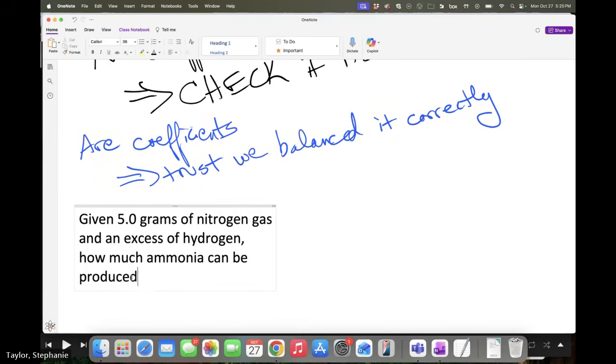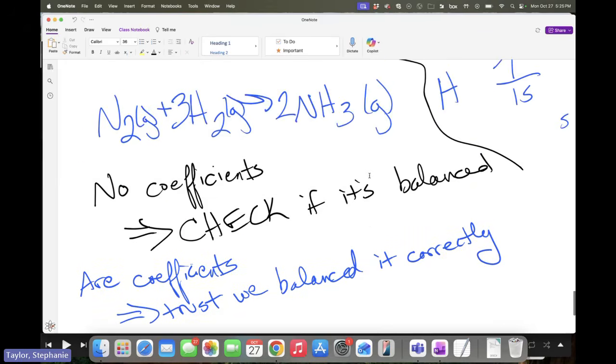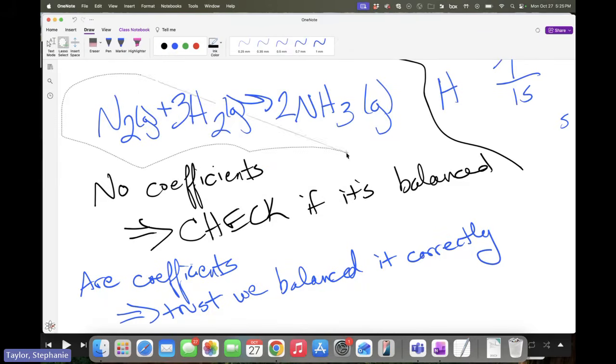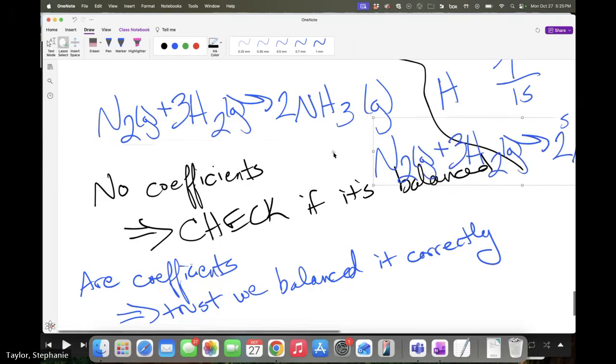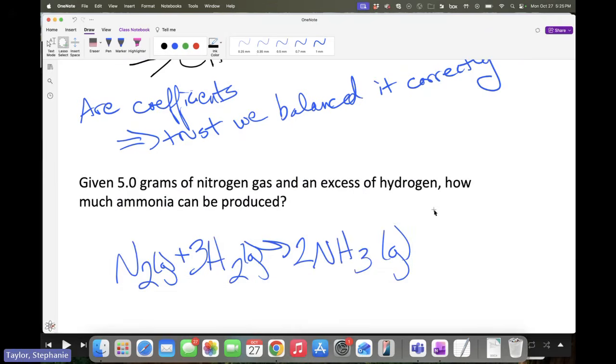Okay. So this is supposed to be with this same balanced chemical equation, so I will go ahead and grab this again and bring it down here. So here's my balanced chemical reaction. It says, given 5 grams of nitrogen gas and an excess of hydrogen, how much ammonia can be produced in grams?